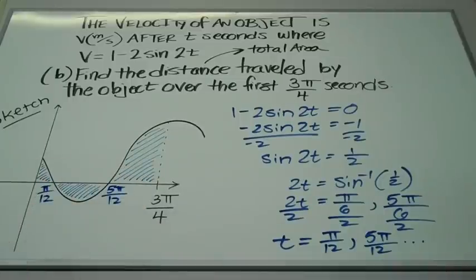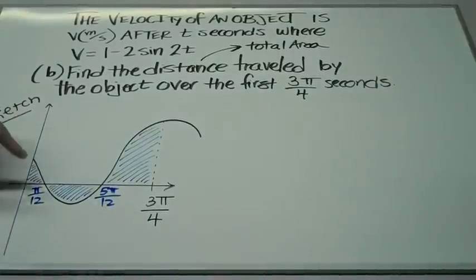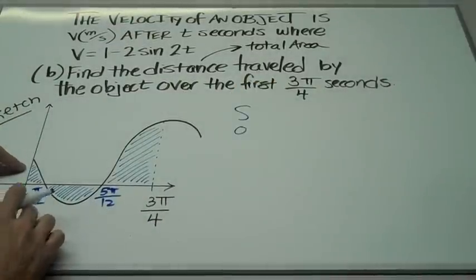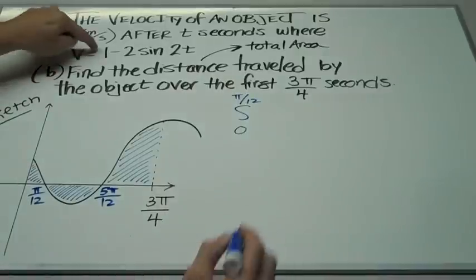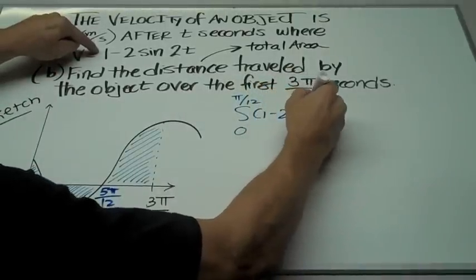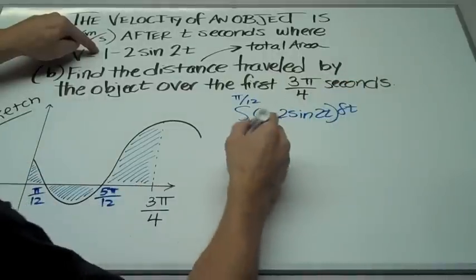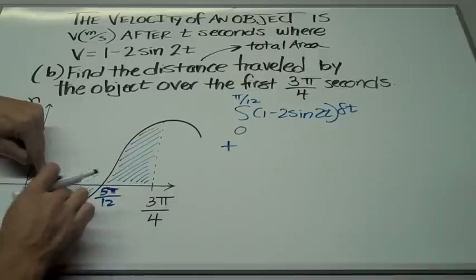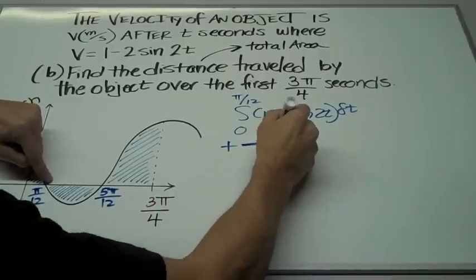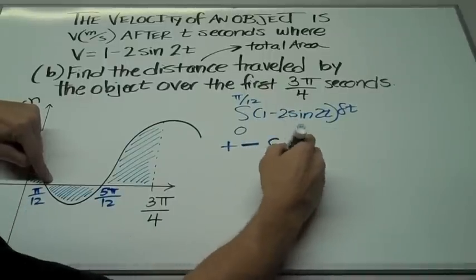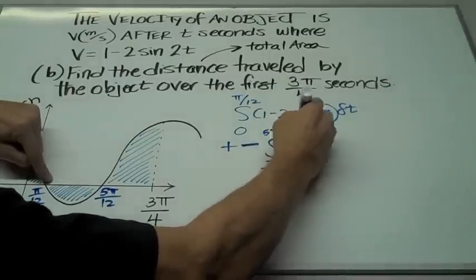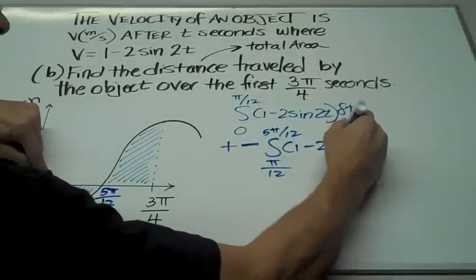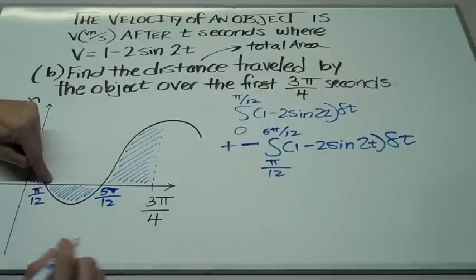Why do I need those? Because I need to know where to integrate. Now that we know our x-intercepts are pi over 12 and 5 pi over 12, we can integrate this. I'm trying to find the total distance, so I want 0 to pi over 12 of my function, 1 minus 2 sine 2t dt, plus, well, from pi over 12 to 5 pi over 12, I've got a curve that's below the x-axis. So I'm going to take the opposite of that, from pi over 12 to 5 pi over 12 of my function, again, 1 minus 2 sine 2t, with respect to t.